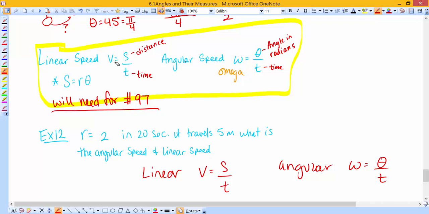You have 2 different formulas. The linear speed is v, your velocity, is the distance that you are traveling divided by your time. Now keep in mind, we're taking something that is moving on a circle and we're stretching it out. So I do need to find the arc length. S is arc length. And then the angular speed is omega. It's a Greek W. And it is equal to your angle measure divided by the time. What is the distance that it's moving in the circle divided by how long it takes?